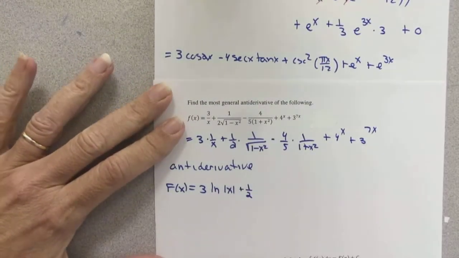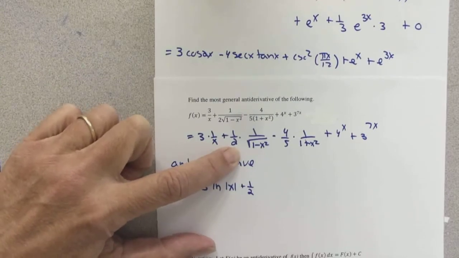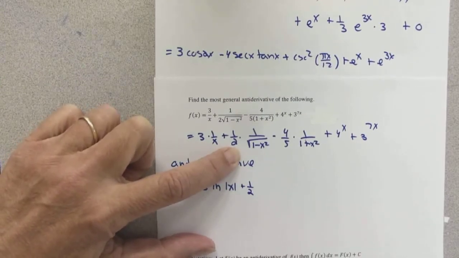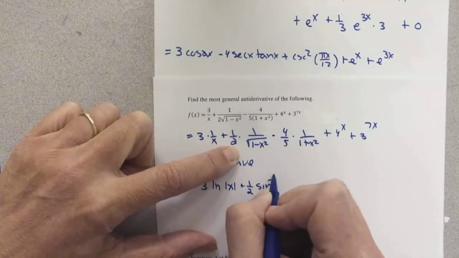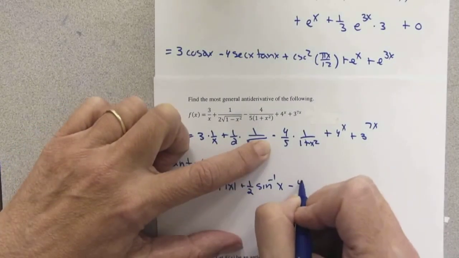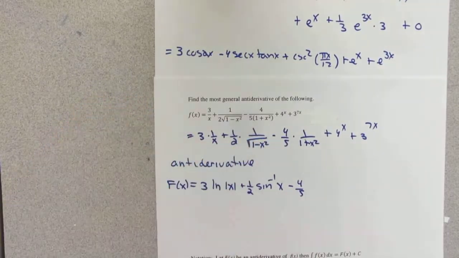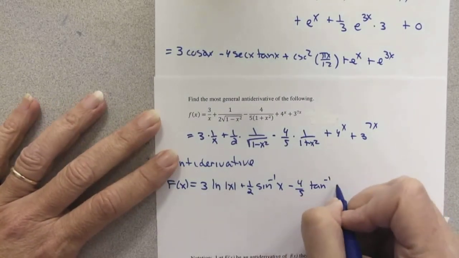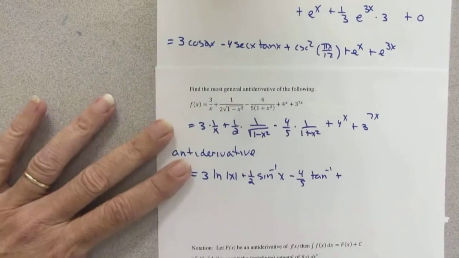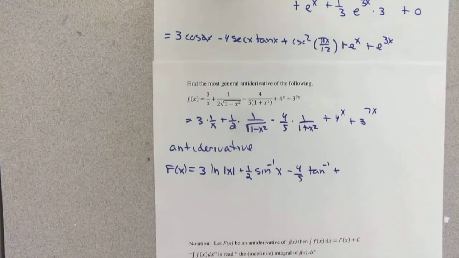The 1/2 just stays put. Then you're asking yourself, what has a derivative of 1 over the square root of 1 minus x squared? And that's sine inverse of x. The coefficient just stays there. Then you're asking yourself, what has a derivative of 1 over the quantity 1 plus x squared? And that's tan inverse. Then we get to the slightly harder ones. And again, it helps to remember the derivatives.